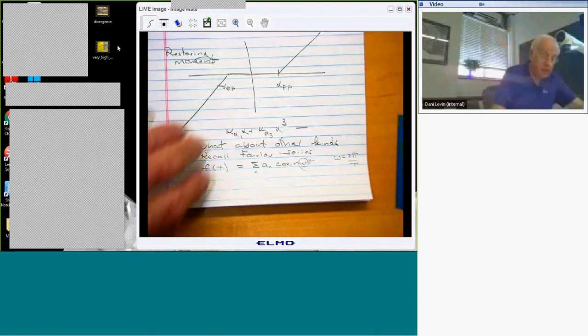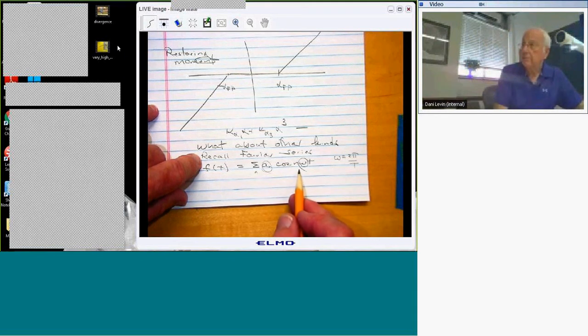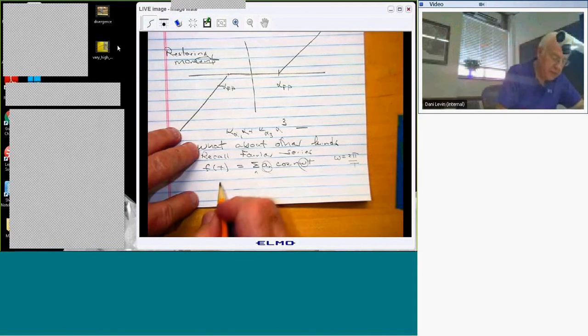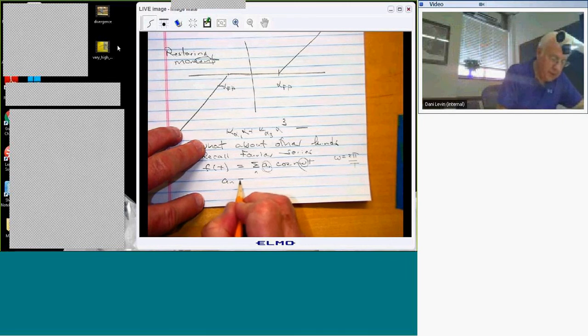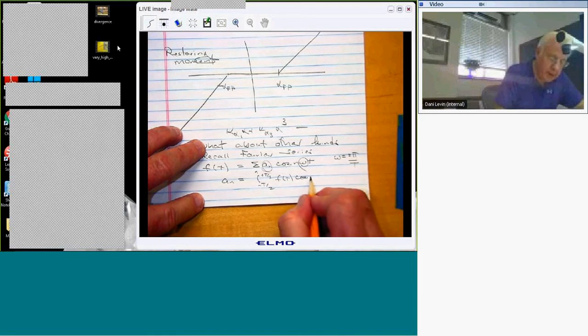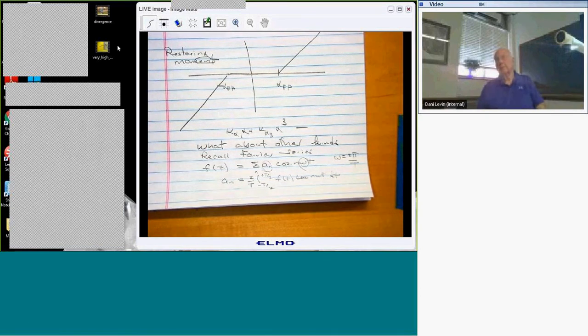And then we were able to derive an expression for A sub n by multiplying through by a typical term in this series, cosine m omega t, and integrating over a period, and then using orthogonality in time. So the only thing that remained was one term in the series, and therefore a sub n was equal to the integral from minus T over 2 to plus T over 2 of f of t cosine n omega t dt, and there's a 2 over T out in front. You may or may not remember that, but I'm going to let you.